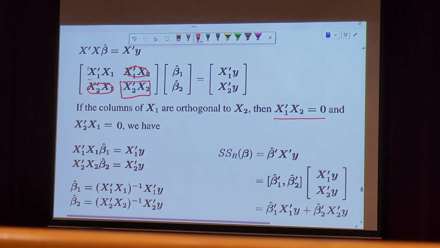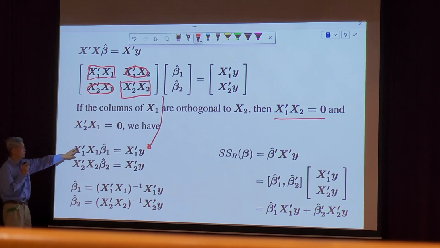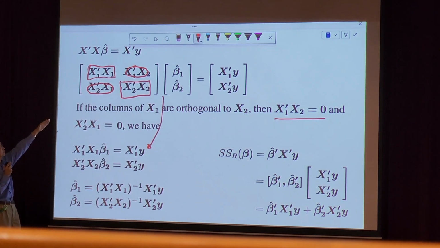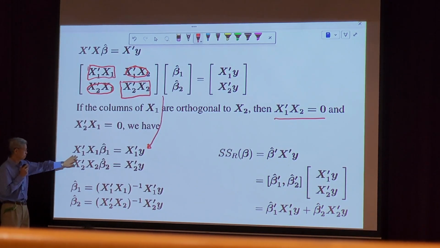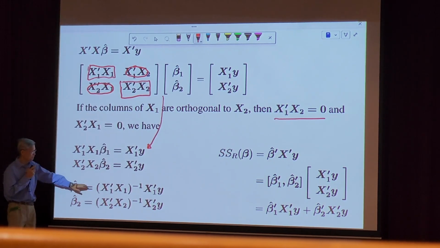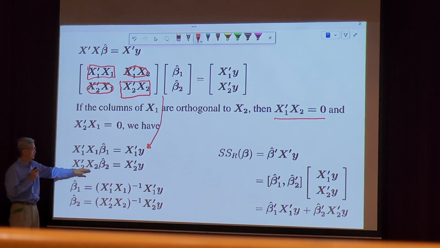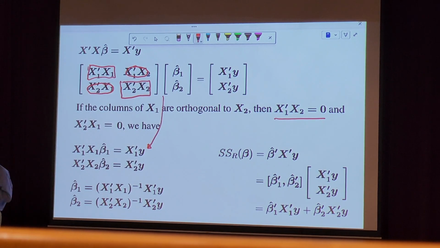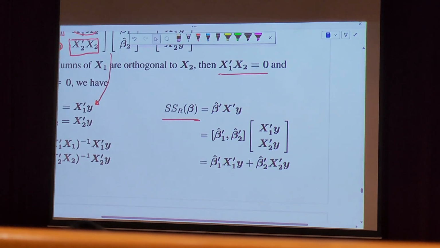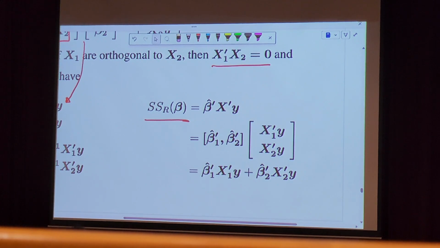But this part is not 0. You can then expand this, and you will get two equations, because the 0 parts you don't have to consider. Then beta 1 hat can be obtained by this, beta 2 hat can be obtained by this. Now, what is SSR beta for the full model? SSR beta for the full model is beta hat prime X prime y.